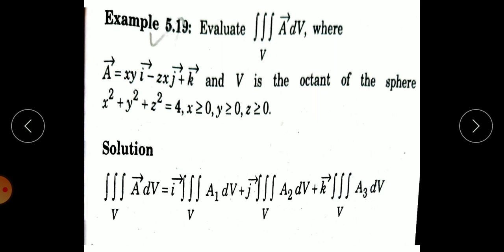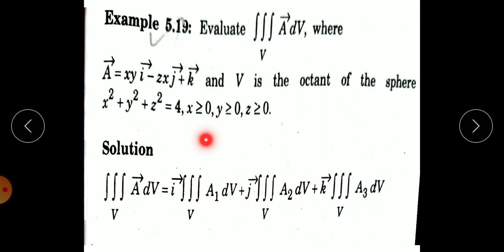Octant means, like we have seen the first quadrant, second quadrant, in the line integral, and in the surface integral we have seen the octant. Likewise here also V is the octant of the sphere we are choosing. They have given the limits x squared plus y squared plus z squared equal to 4. We are going to use that. It lies on the octant of the sphere. So this is the octant they have given.